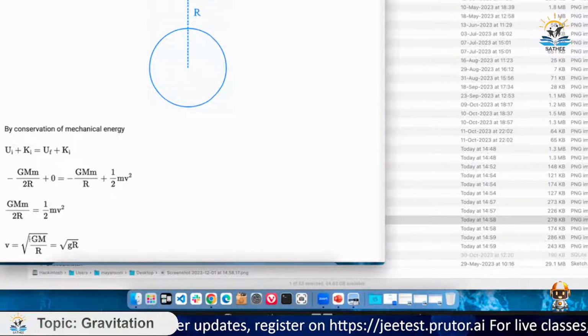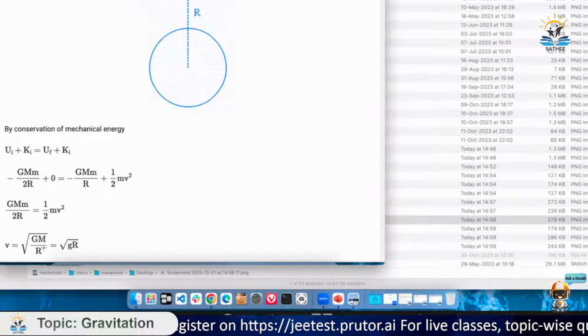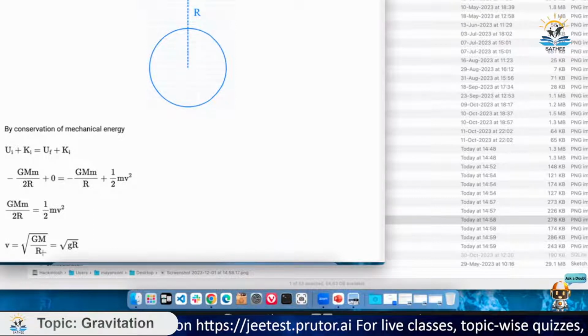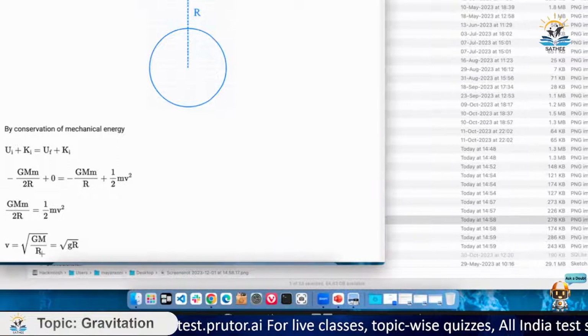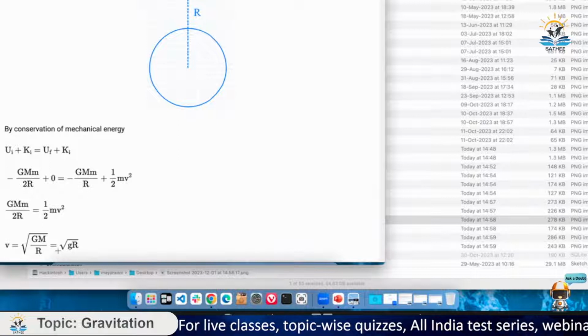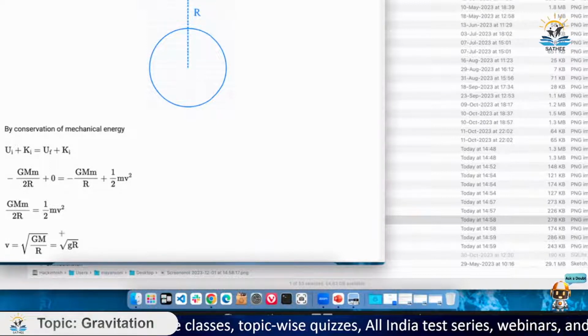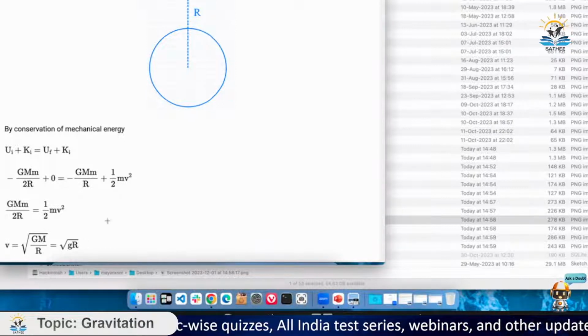We can multiply in the root by R in the numerator and R in the denominator, and replace this G M upon R square with small g. So this can also be written as root gR in terms of acceleration due to gravity. So this becomes our answer, that is root small gR.